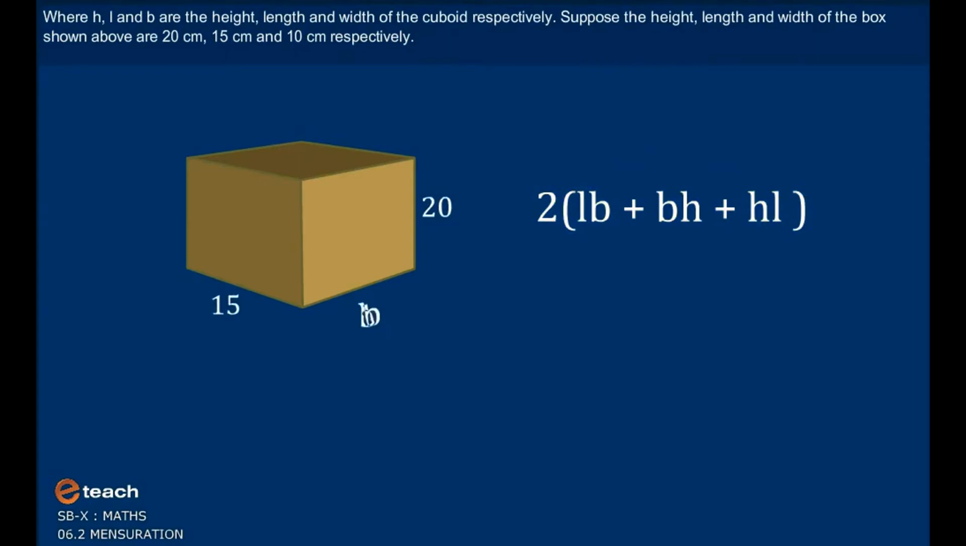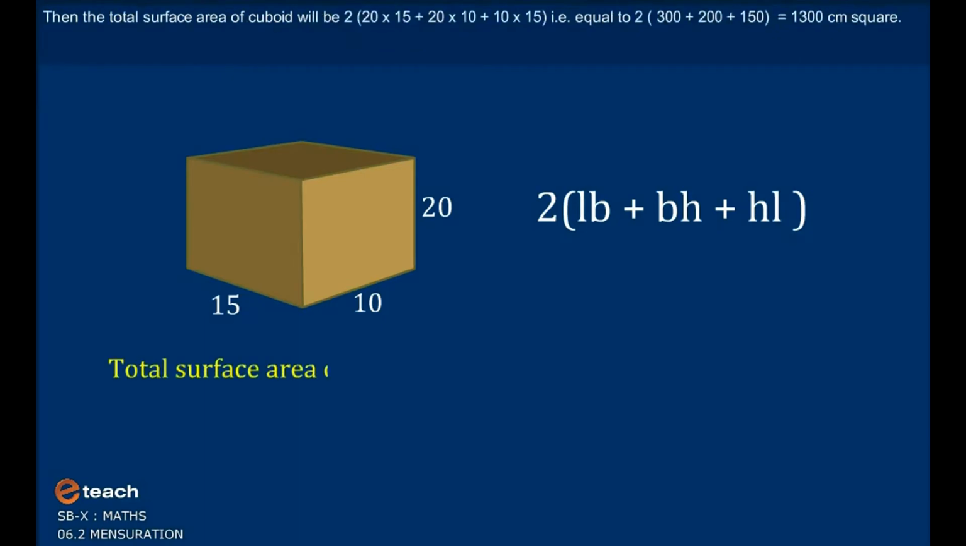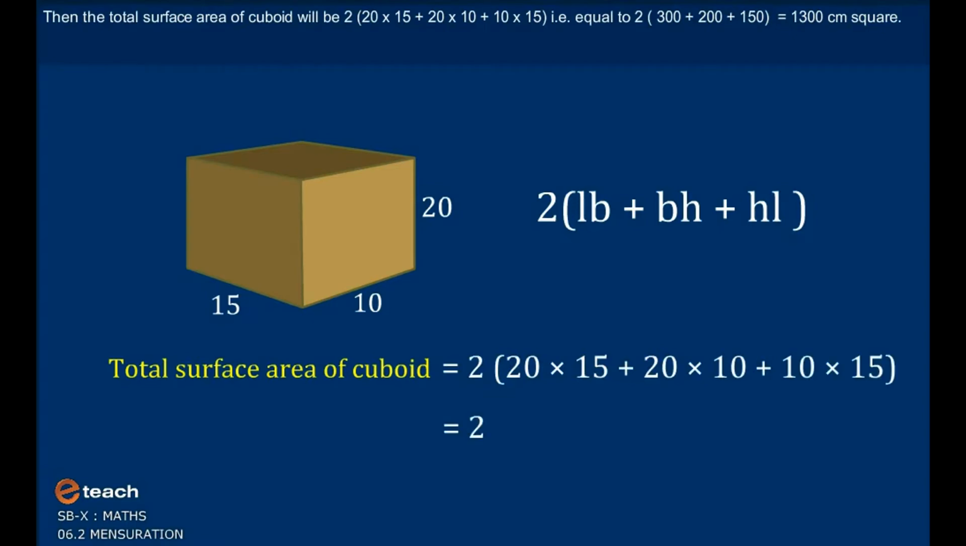Suppose the height, length and width of the box shown above are 20 cm, 15 cm and 10 cm respectively. Then the total surface area of the cuboid will be 2 (20 into 15 plus 20 into 10 plus 10 into 15), that is 2 (300 plus 200 plus 150), which comes to 1300 centimeters square.